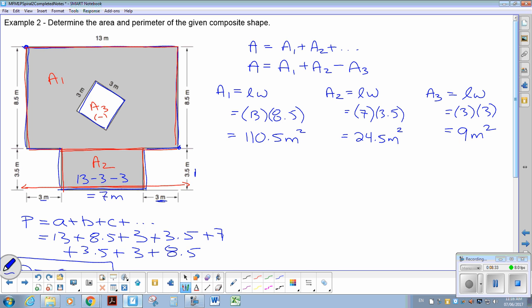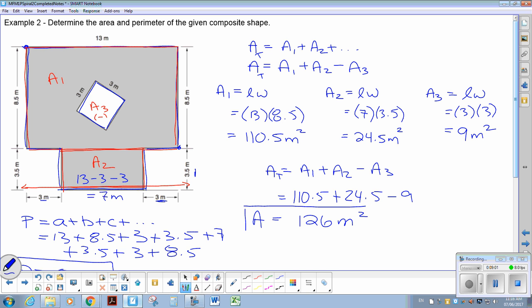This allows us to go back to our formula. Area total, I should have T's there, equals area 1 plus area 2 minus area 3. So 110.5 plus 24.5 minus 9. It's an even 126 meters squared. So there is our area.